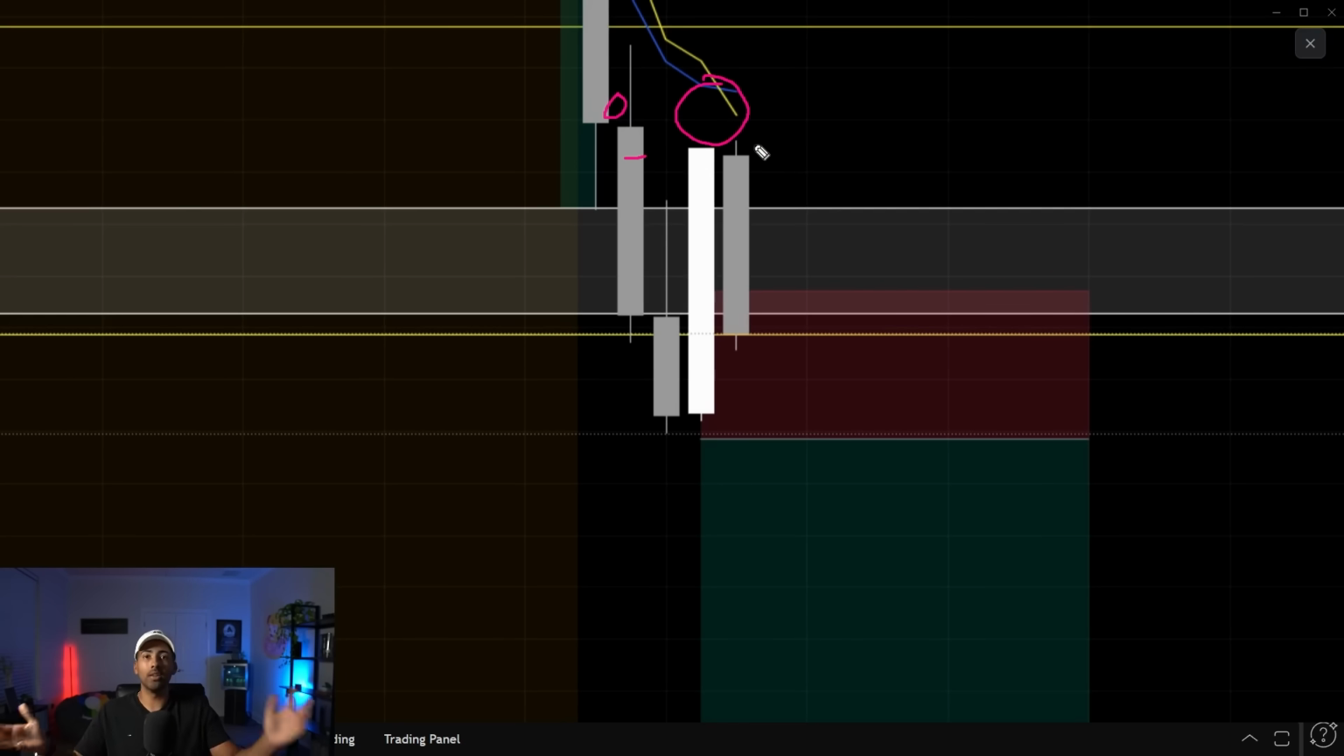So what am I looking to do? This position didn't end up playing out because we didn't actually get down to this low. But what am I looking to do at this point?